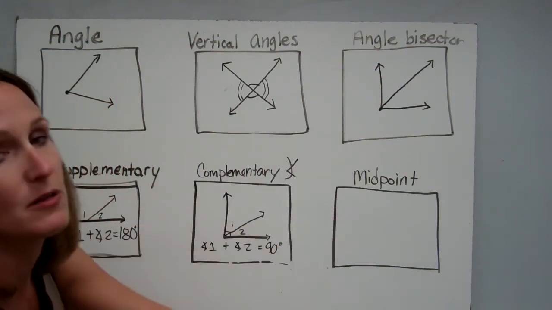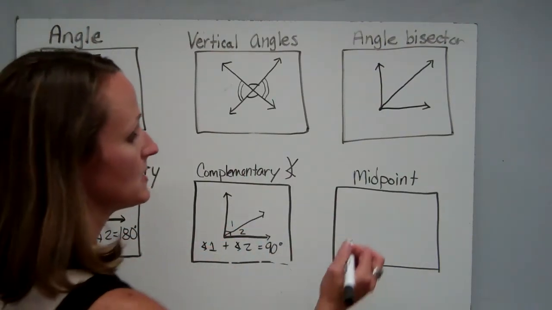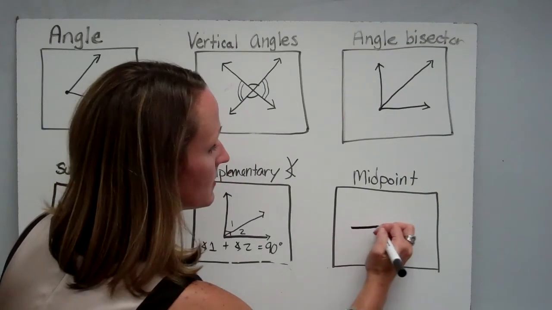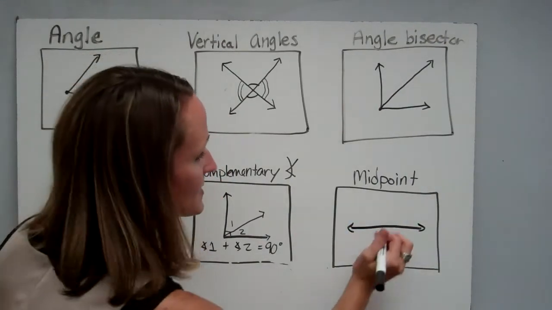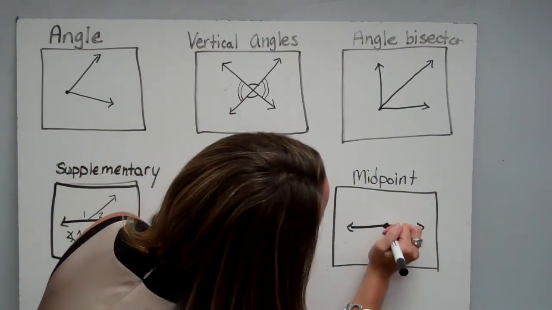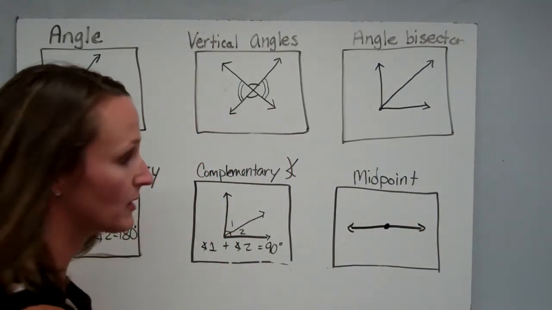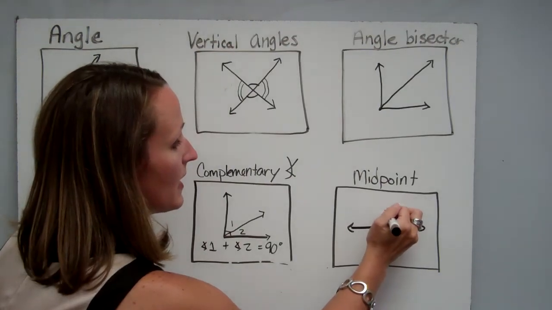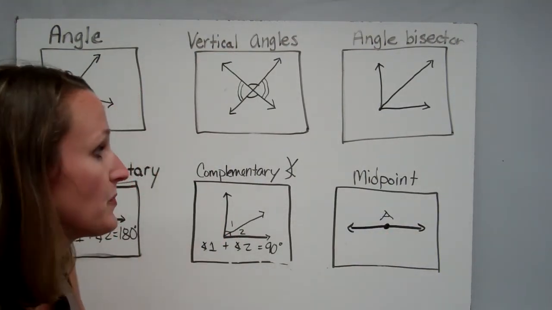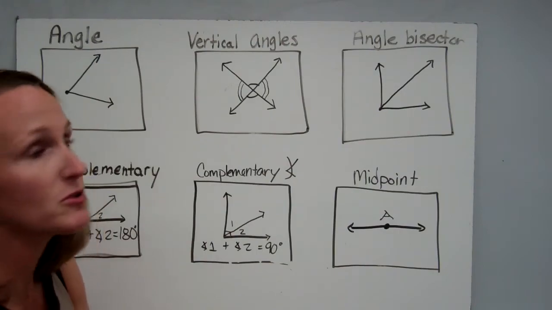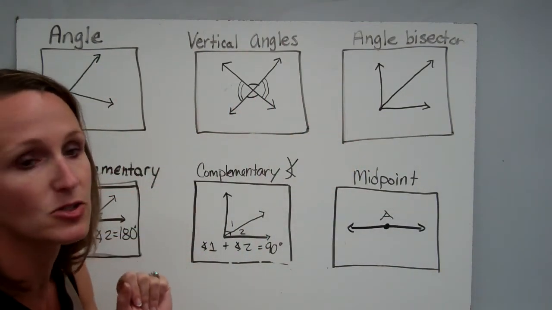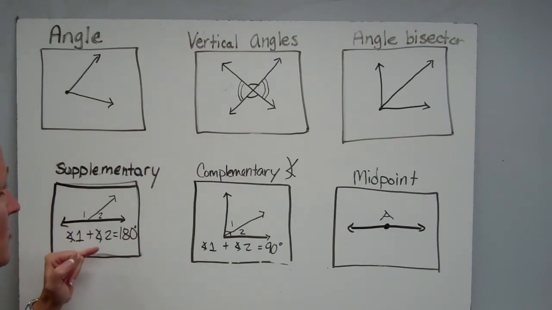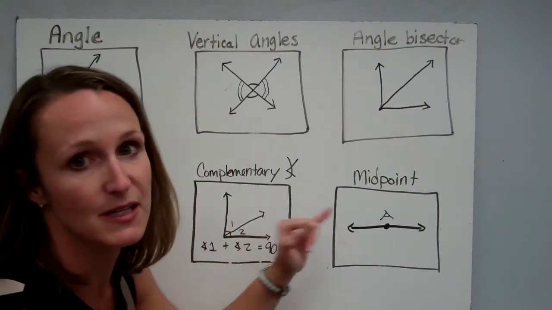The next thing I want to talk about is a midpoint. Let's say we had a line. The midpoint is exactly what it sounds like. It's a point in the middle of that line. We could call it point A or anything we wanted to. So these are some basic geometric terms. Angles, vertical angles, angle bisectors, supplementary angles, complementary angles, and midpoints.